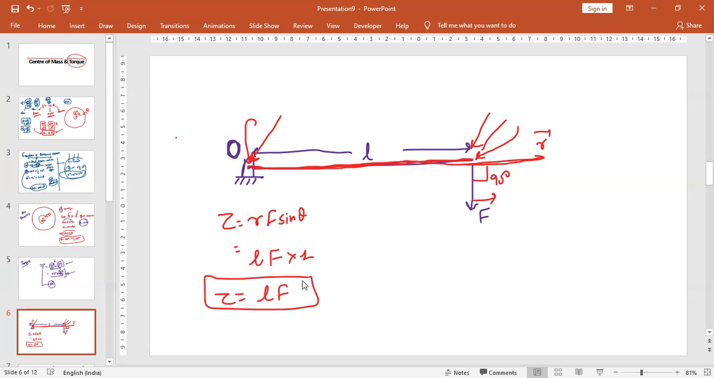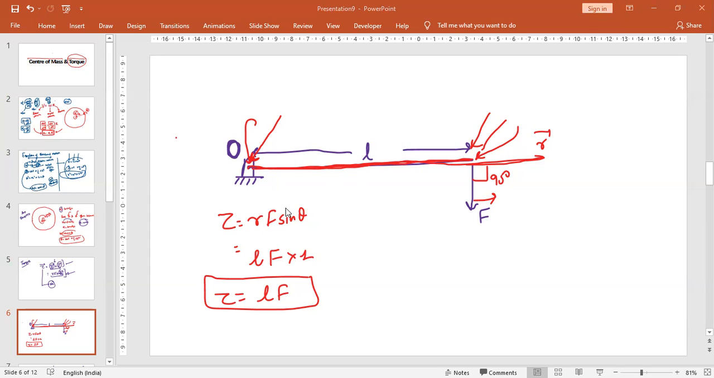Now if you have any doubt, you can ask me now. How is torque L into F?